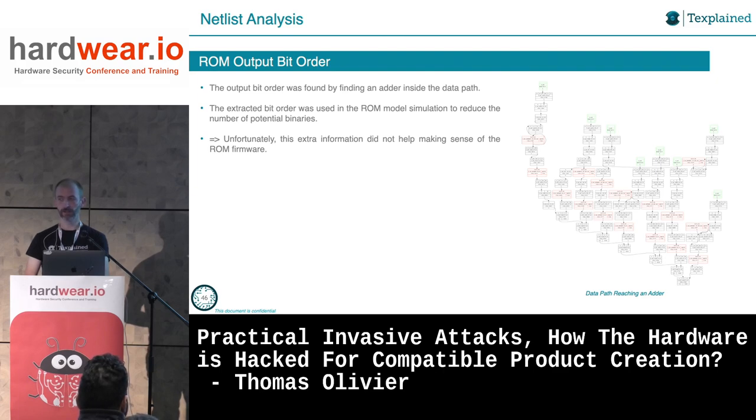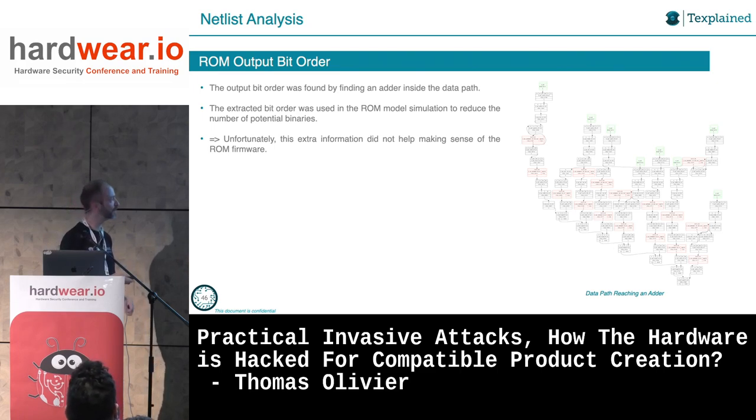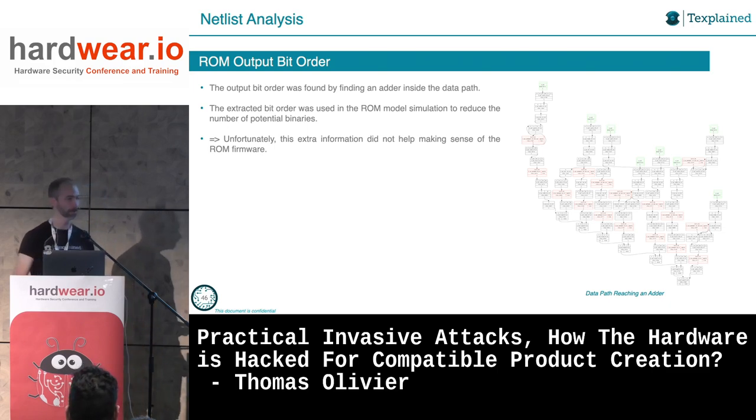Bit order, right? For the bit order, it's pretty easy. Trace the signal until you find a debug chain, or until you find others, and that's what we found here. So I don't remember, but that's the bit order, right? Inside the data path, from the ROM down, at some point you arrive at an adder. So that must already be part of the ALU or something. And you see the carry from the adder that propagates from least significant bit to most significant bits, right? So now the bit order for the output of the memory is known, okay?